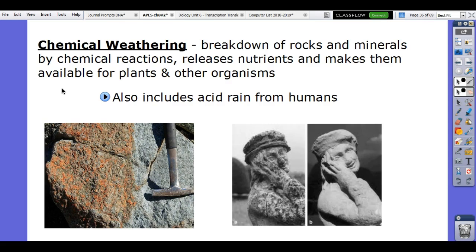Sometimes particles in rocks react with the air. That would be an example of a chemical reaction. So these different chemical reactions, whether it's stuff from the air, or from the water, or from organisms, can break down these rocks.